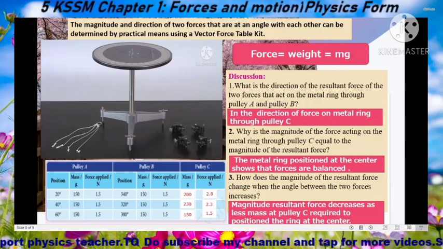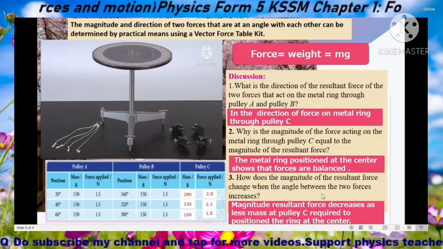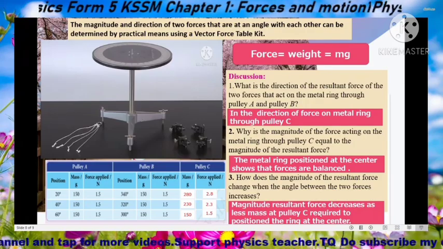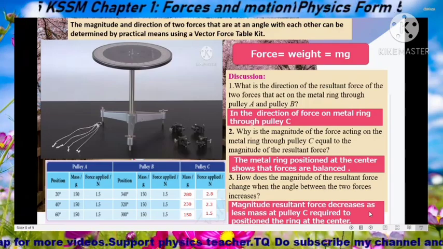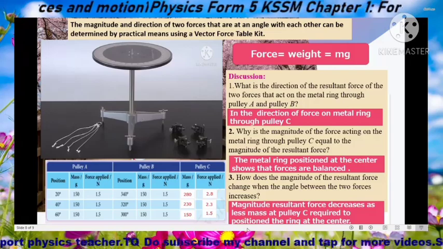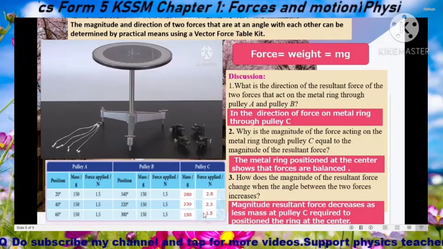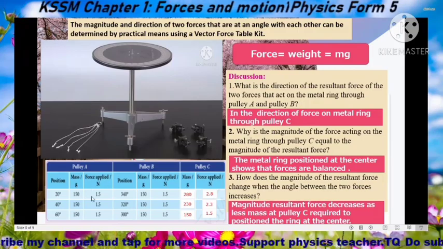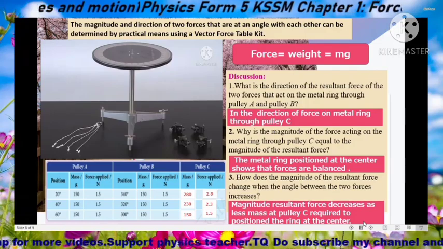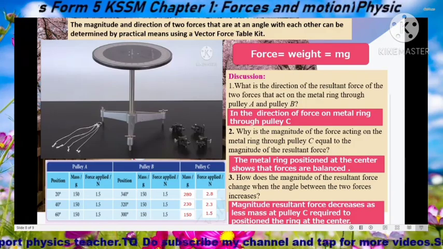Number 3, how does the magnitude of the resultant force change when the angle between two forces increases? The magnitude of the resultant force decreases, as less mass at pulley C is required to position the ring at the center. So you can see the greater the angle between, the lesser the force required to balance the two forces. This can actually be proved by calculation.